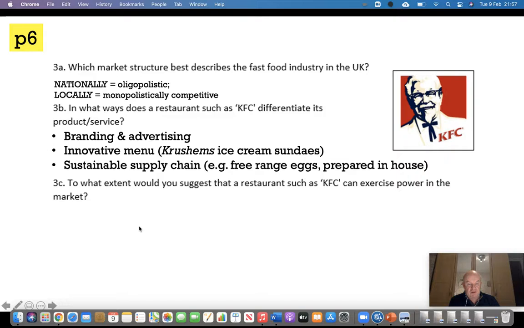Okay. And then finally, to what extent would you suggest that a restaurant such as KFC can exercise power in the market? Okay, so where we're talking about a to what extent type question, you're probably going to need to try to balance that and come up with some options. Okay, so let's take a look at how you might choose to answer that.